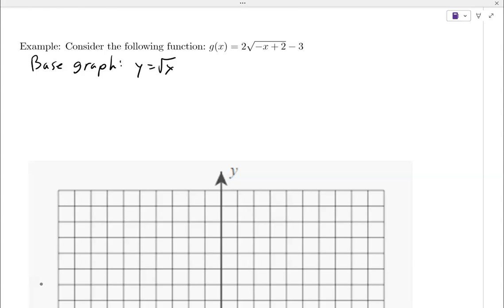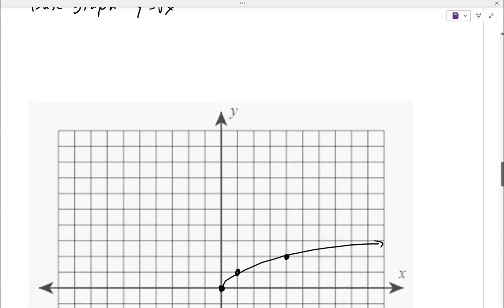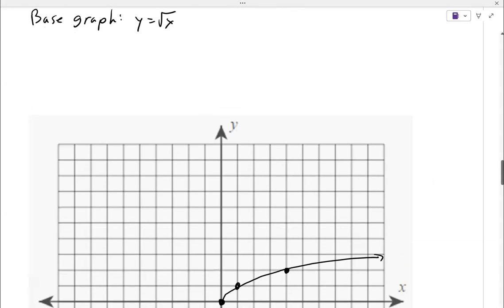What does the graph of y equals square root of x look like? Yeah, it starts at the origin and goes up into the right. It's half of a sideways parabola. It goes through points like (0, 0), (1, 1), (4, 2), like so. That's our base graph, y equals square root of x. The idea here is to transform this graph into the one that we're looking for.